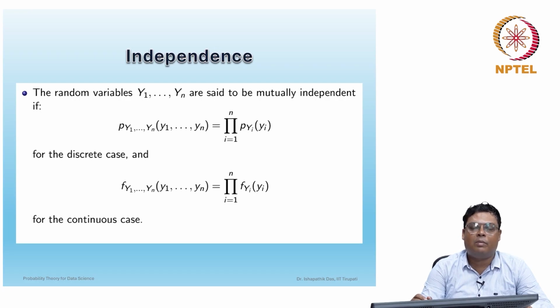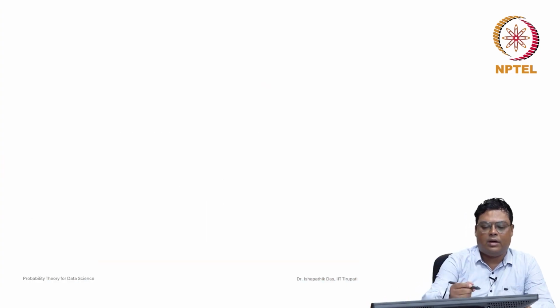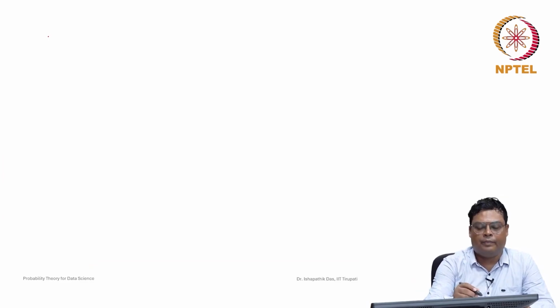So, independent random variable means what? In case of discrete case and in case of continuous case we will discuss. Here, Y1, Y2, Yn are the random variables it is given. So, let us use the same notations also.